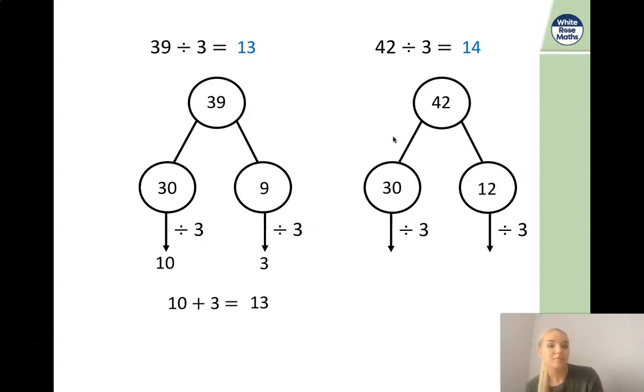So we can use the number 30 and then we can figure out what do we add to 30 to get to 42? Well, we add 12. So 30 and 12 add together to make 42 and they are both divisible by 3. Now 30 divided by 3 is 10, we know, and 12 divided by 3 is 4. So we can add them together to get 14.